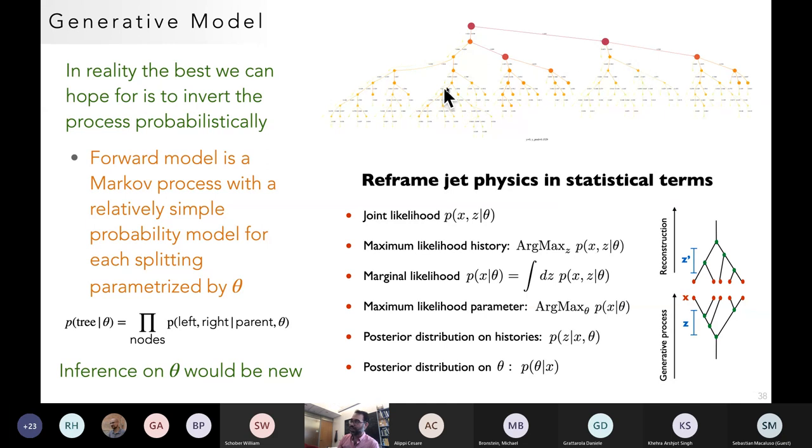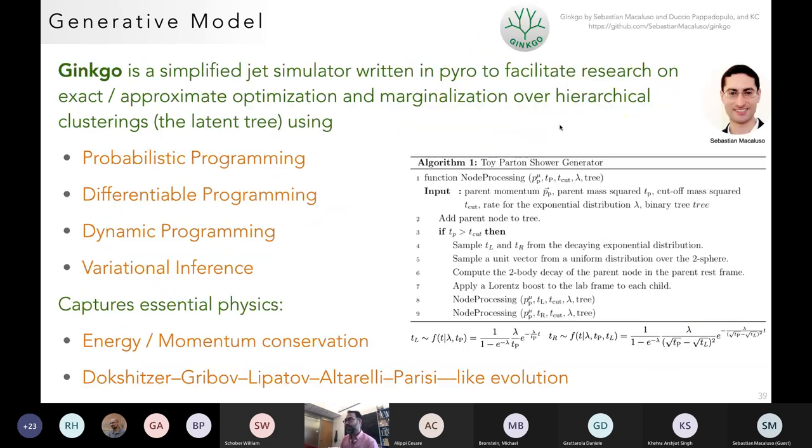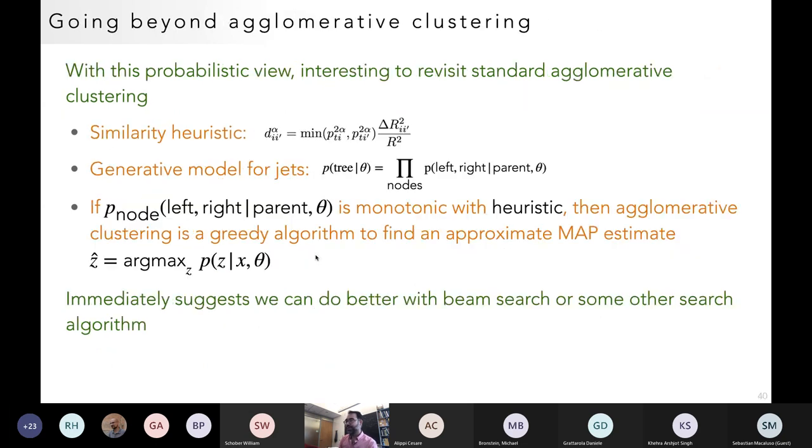The number of trees that you can attach to these leaves grows combinatorially, and they can be an absolutely enormous space of possible trees. To try to study this, Sebastian wrote a generative model called Ginkgo. It simplifies the physics a little bit, but it has the essential ingredients. It's written in Python using Pyro, and we're using it to study different paradigms for how to approach this problem. But it captures the essential physics, and it's very simple to work with.